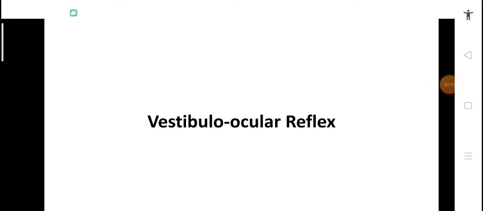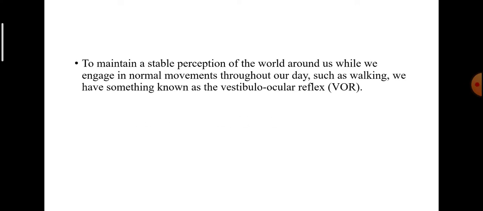Vestibular Ocular Reflex. To maintain a stable perception of the world around us while we engage in normal movements throughout our day, such as walking, we have something known as the vestibular ocular reflex.